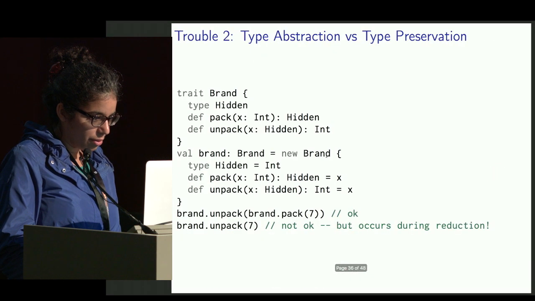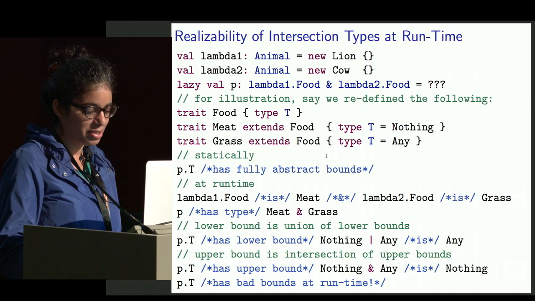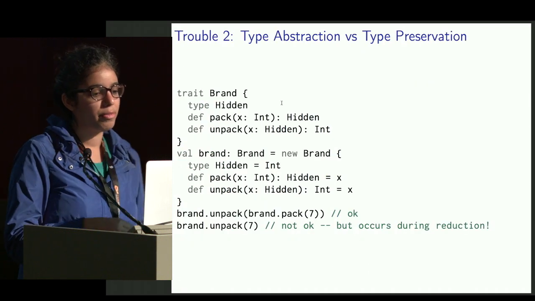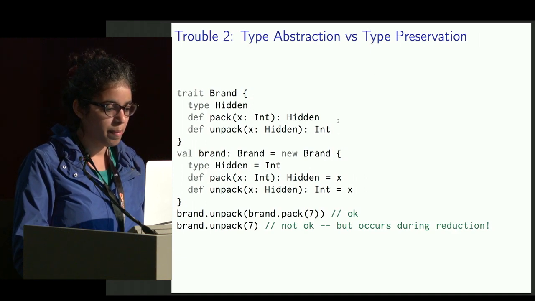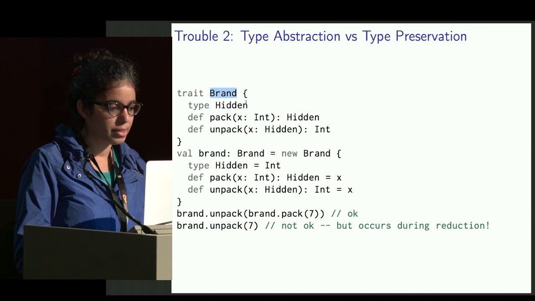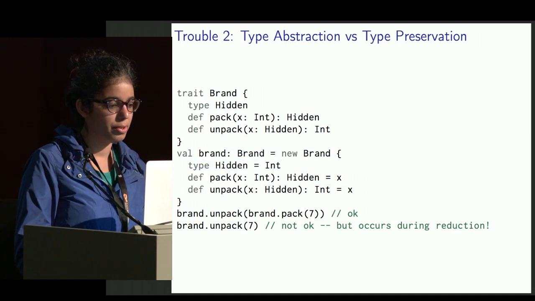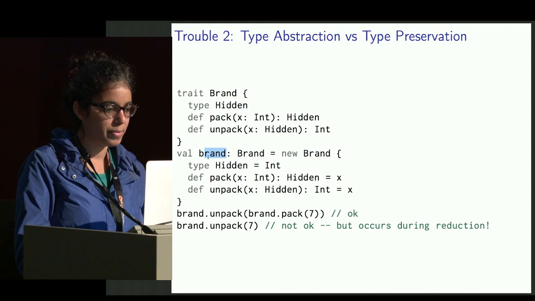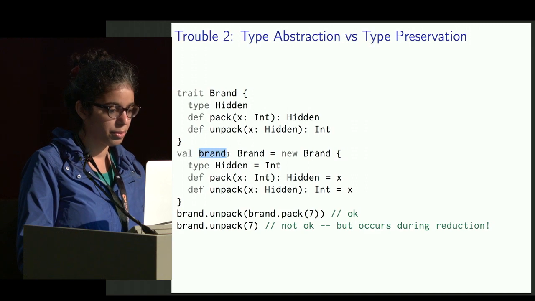Okay, so how did we reconcile this? Before I briefly get there, I just want to give another example of an issue. So this is this tension between type abstraction and type preservation. Here we have this trait Brand, which has a type Hidden, which is completely abstract. But then we have an actual implementation where type Hidden is equal to Int, but here we are upcasting to Brand. So we don't know that Brand.Hidden is actually Int here.